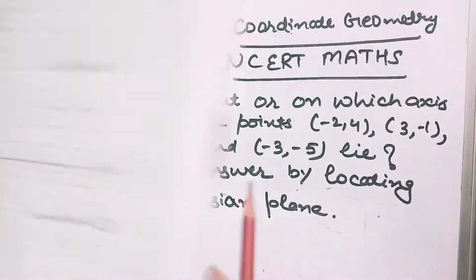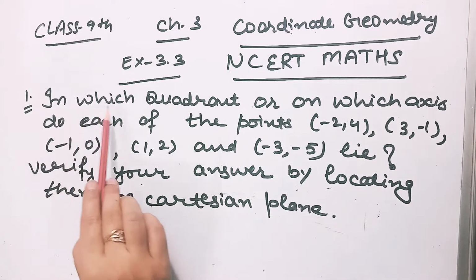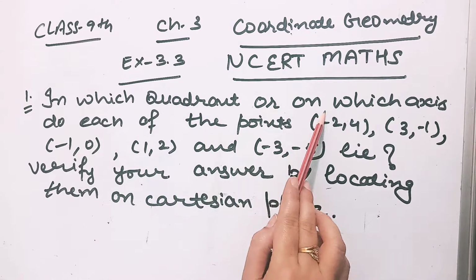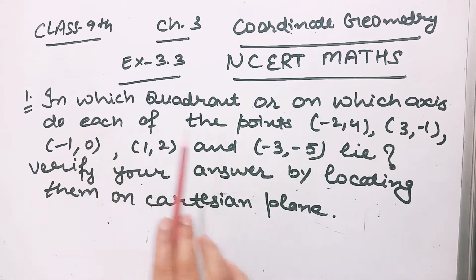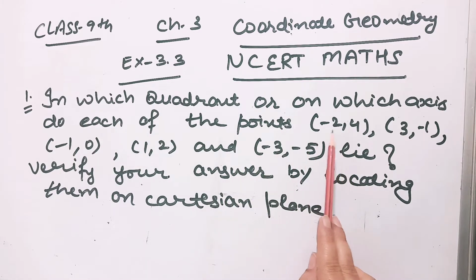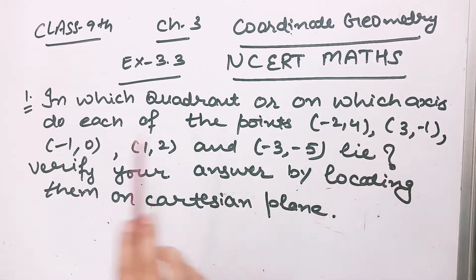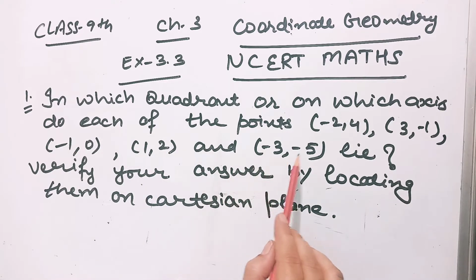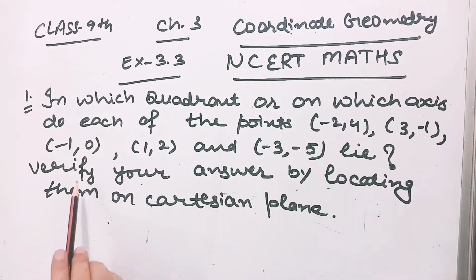Now the first question of this exercise is: in which quadrant or on which axis do each of the points (-2, 4), (3, -1), (-1, 0), (1, 2) and (-3, -5) lie? Verify your answer by locating them on the Cartesian plane.